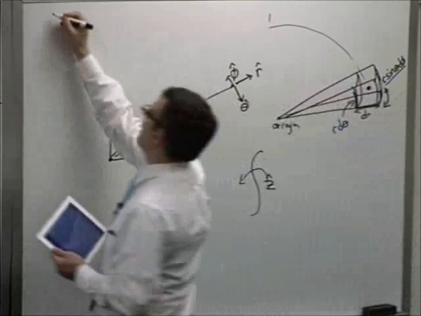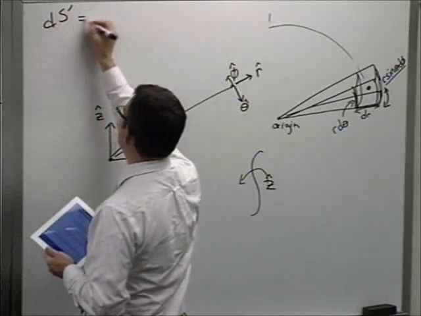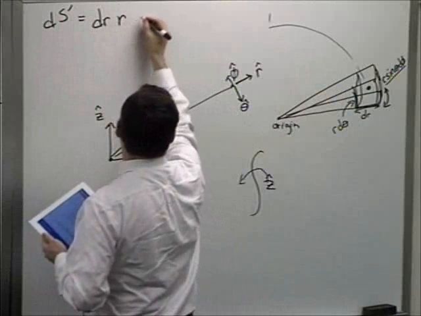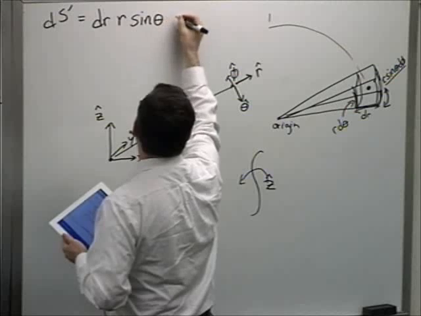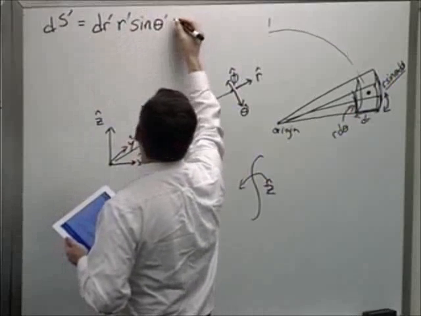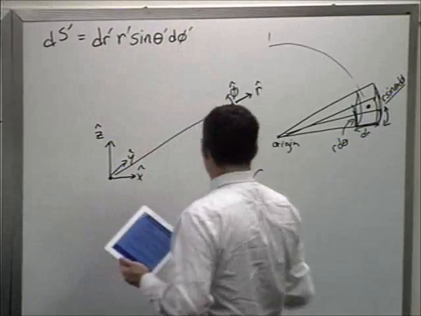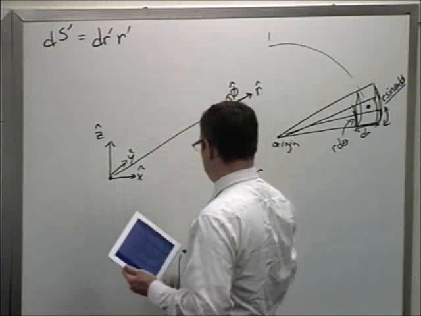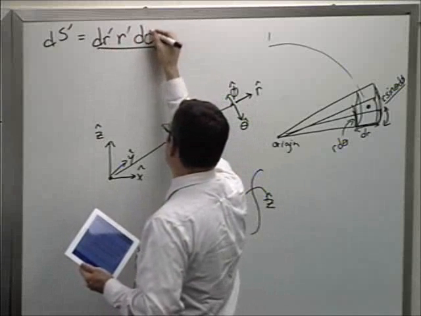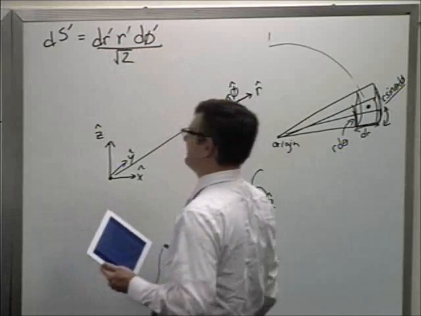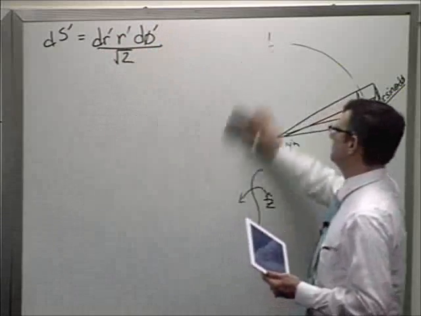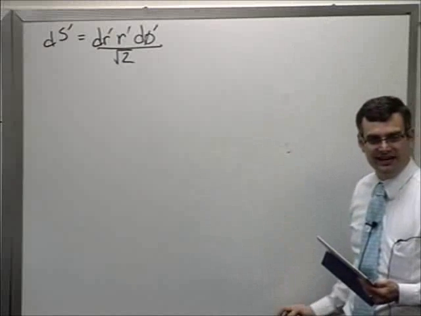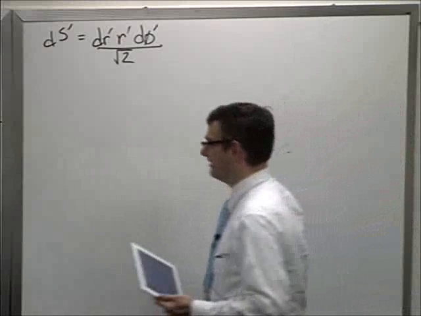So with this in mind, ds prime is equal to dr r sine theta, and these should all have primes on them, d phi prime. And what's more, we already said that for all the integrations, theta is constant. So that's my ds prime. Everybody understand that? How we got that? Now that I erased it? Okay.